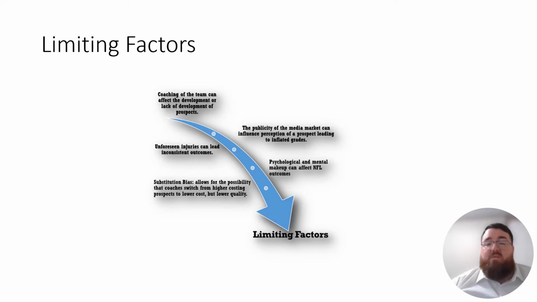And of course, you have substitution bias, which is the possibility that coaches switch from a higher costing prospect to a lower costing prospect who might be lesser quality, but they're trying to save money. And this happens every single year in the NFL. You're always going to have teams that are drafting prospects to fill needs and to fill spots that are going to be lost because they don't have the money to pay a star player. So those are kind of the limiting factors. Again, these are the things that affect the numbers in terms of the results.